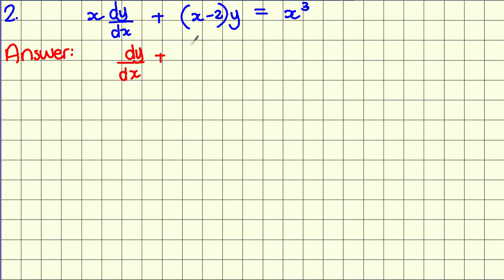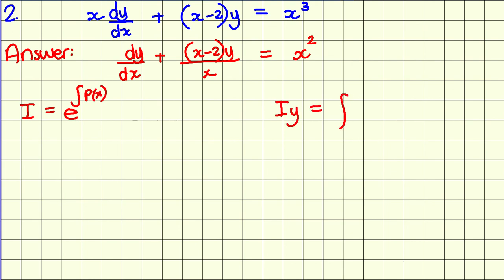So if you divide this by x, I'm just literally going to put x on the bottom, like this. And if you divide this by x, it just gives you x squared. Is this in the correct form? So you've got your dy by dx by itself, you've got your y term here, equals this. Yes, this is in the correct form. So start by writing down your two formulas. So I equals e to the power of the integral of p of x, and then I y equals the integral of I q. Right, let's start over here.